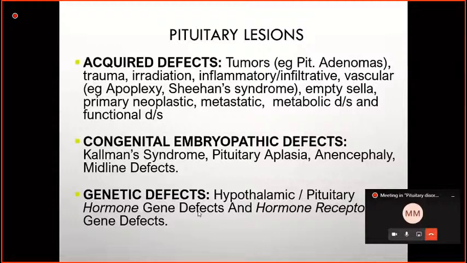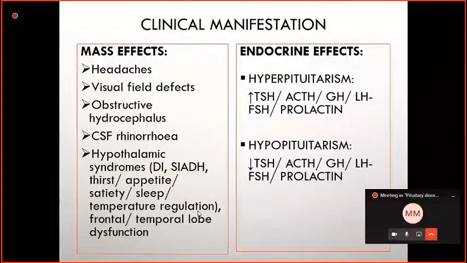Okay, but for this particular lecture, because we want to describe hyper and hypopituitarism, we are going to concentrate more on the tumors. Okay, because that is most common anyway. But never forget other causes of pituitary lesions such as vascular disorders as well as inflammatory disorders. Okay. So, general clinical manifestations of pituitary lesions.